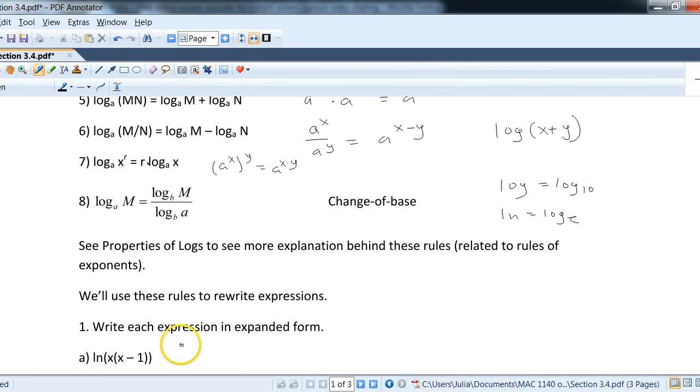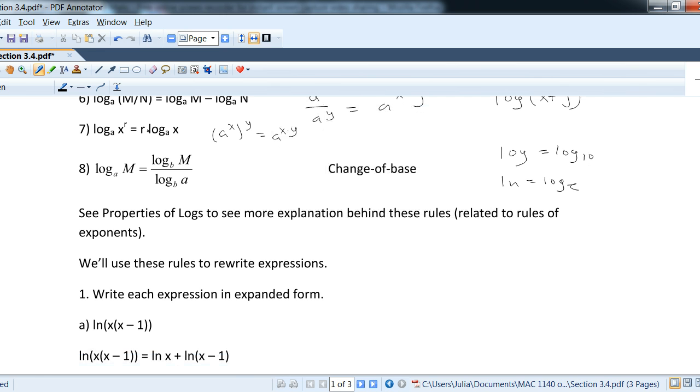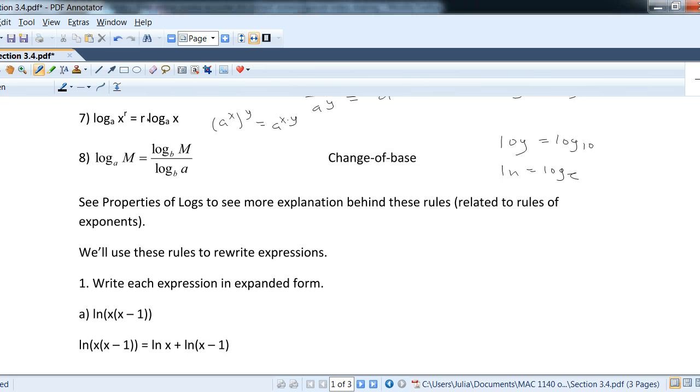Well, sometimes we start with a single expression and we want to break it up. As you can see, it's actually x times x minus 1, and it's a product. So we can use property 6, for example, to break it up. It looks like ln of x plus ln of x minus 1. Now this we cannot break up any further, so we stop right here.